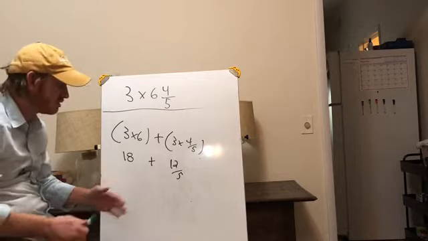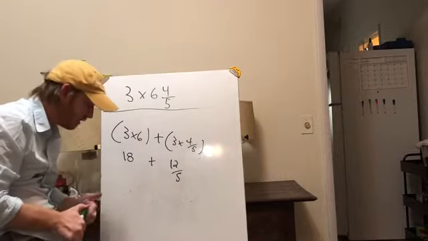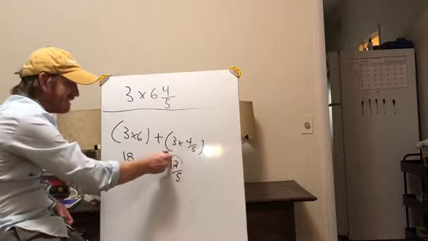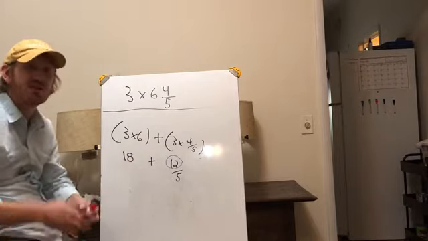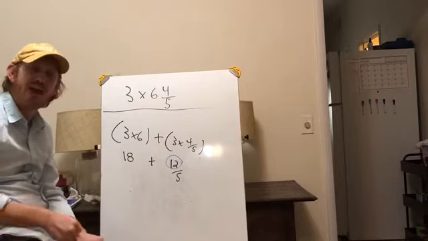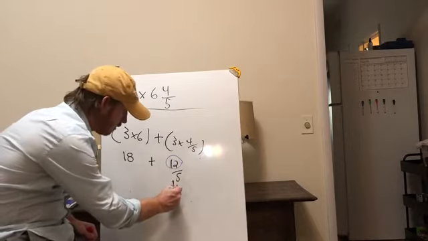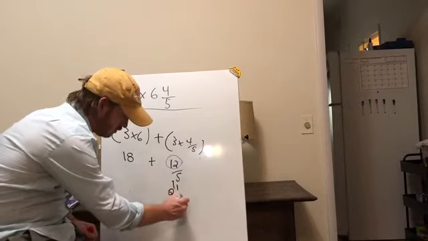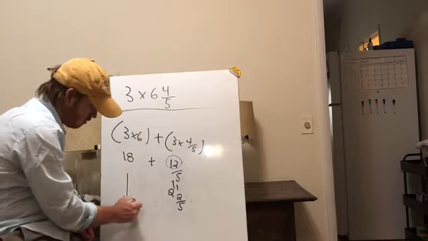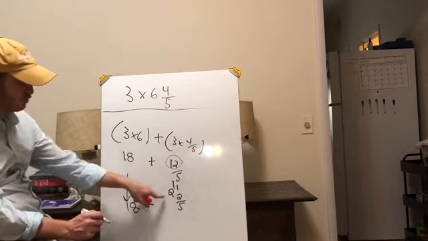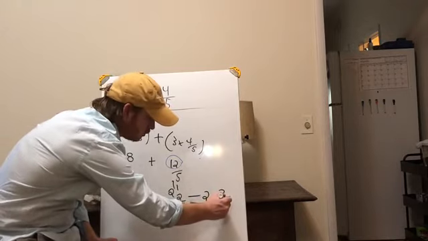But then again I notice that my numerator is higher than my denominator. So I can simplify this down. 5 can only go into 12 twice. 5, 10, and then 10, 11, 12. 2 left over. So I have 2 and 2/5. 18 plus 2 and 2/5 is equal to 20 and 2/5.